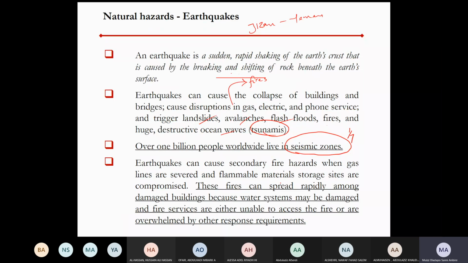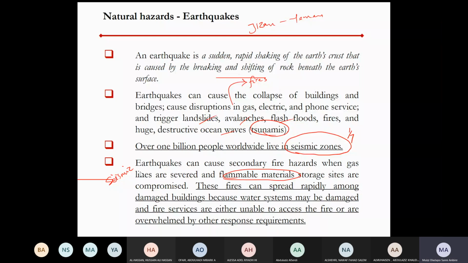Now, earthquakes can cause secondary fire hazards when gas lines are severed and flammable material storage sites are compromised. That's why it's very, very important, especially in hydrocarbon facilities or in chemical plants where they have flammable or explosive materials, to assess the seismic performance of those facilities. Because if there's an earthquake in those facilities, this could lead to explosions due to disruptions of the gas lines and release of flammable materials into the atmosphere.